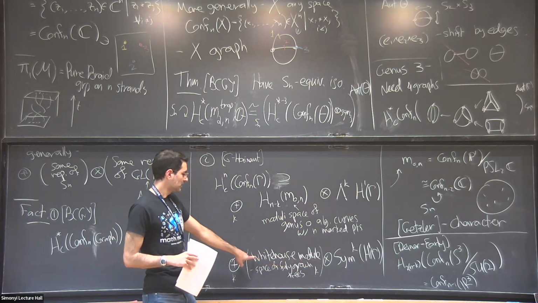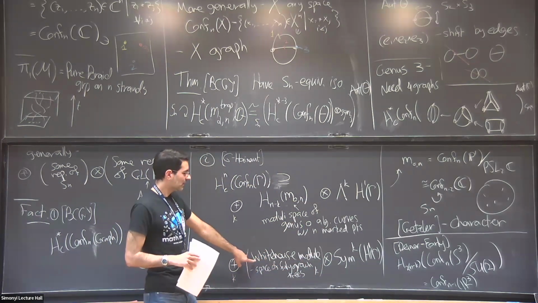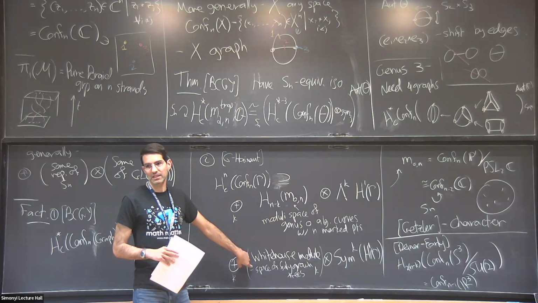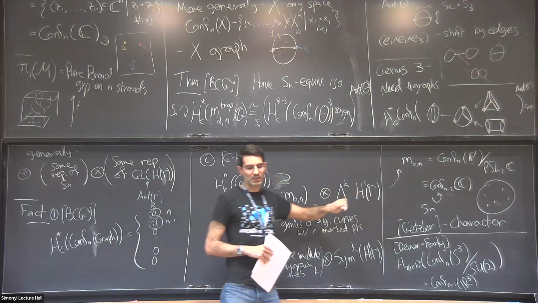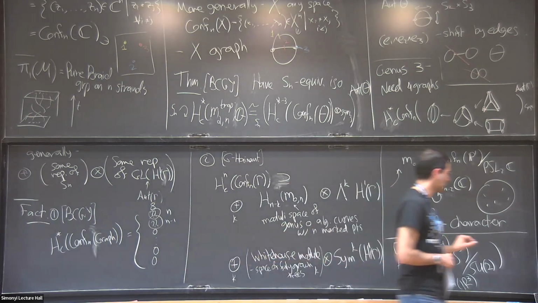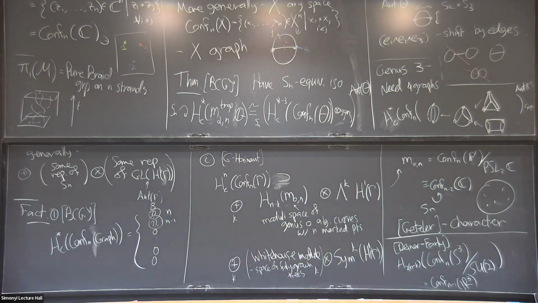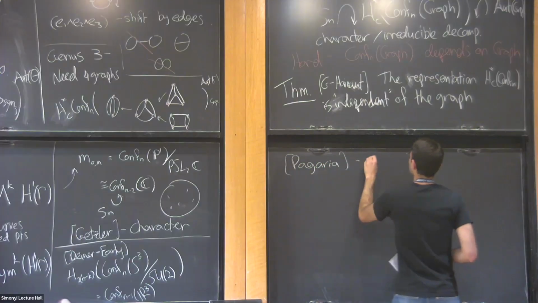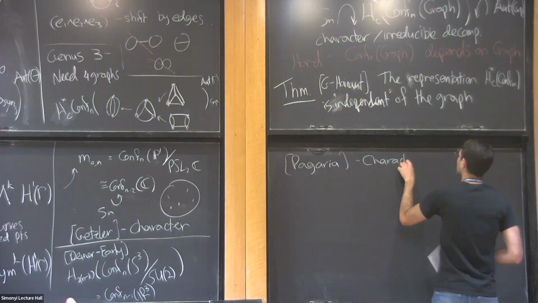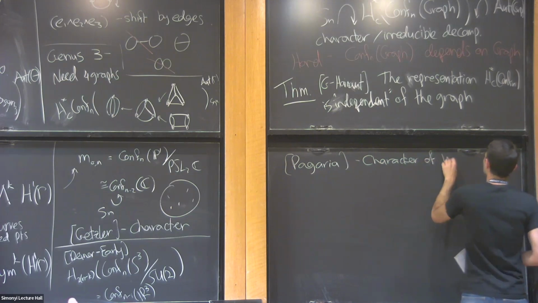Because recently, Roberto Pagaria calculated the character of this representation, an analogous formula to Getzler's calculation. So let me put his name here. Pagaria. The character of this Whitehouse representation.